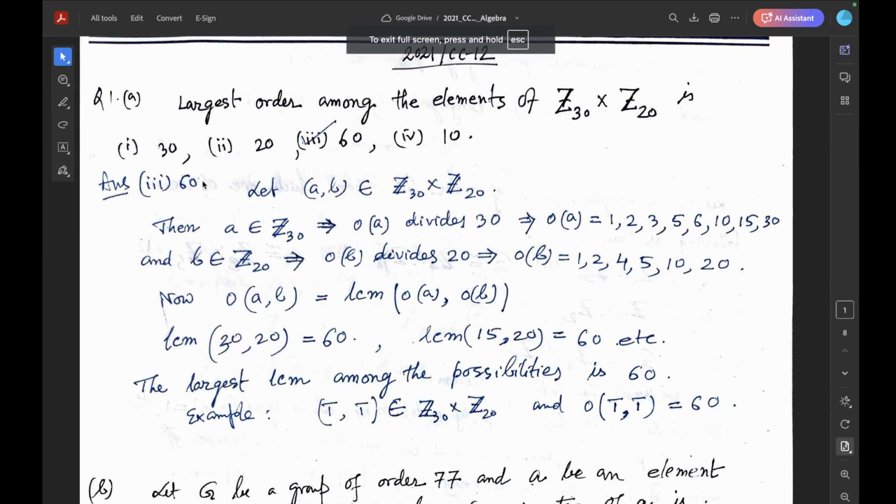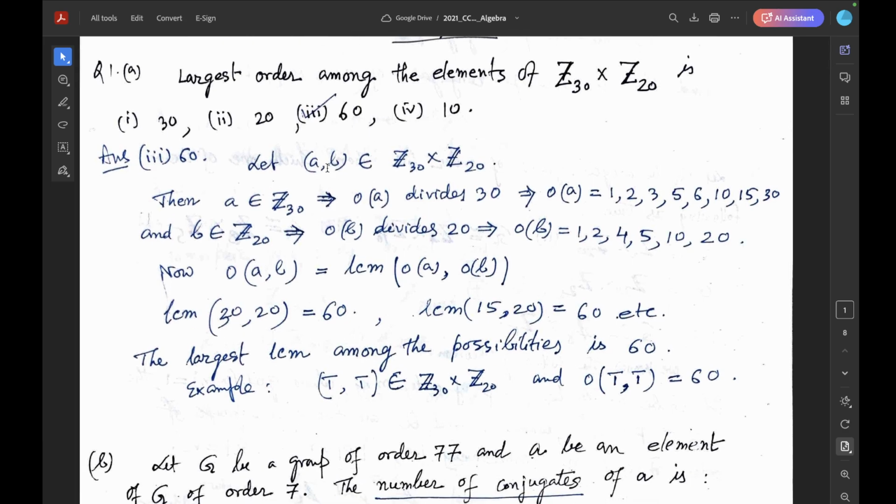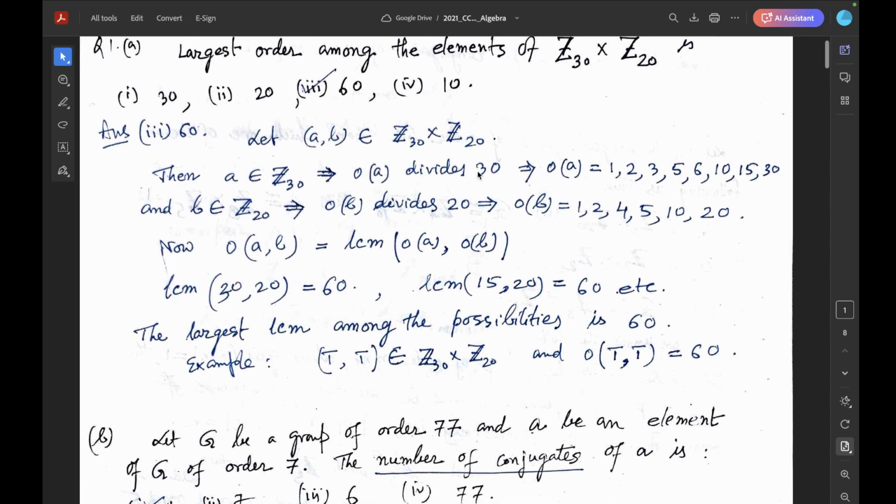Correct option is 360. Let the ordered pair (A, B) belong to Z30 cross Z20. Then A belongs to Z30, which implies order of A divides 30. This implies order of A may be 1, 2, 3, 5, 6, 10, 15 and 30, because order of A divides 30. So all divisors of 30. And B belongs to Z20 implies order of B divides 20. This implies order of B may be 1, 2, 4, 5, 10 or 20.